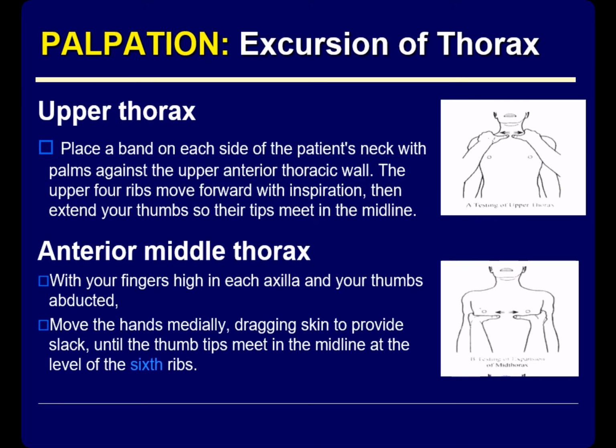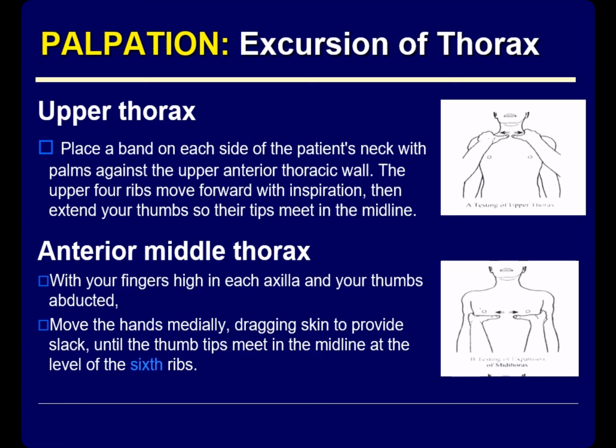Palpation is also important in the assessment of ventilation. One can sensitively assess the symmetry, synchrony, and volume of each breath. This is done by pressing the examiner's thumbs together at the midline and letting the palms move freely with the chest when the patient inspires deeply. For the upper thorax, the examiner places a hand on each side of the patient's neck with palms against the upper anterior thoracic wall. The upper forelimbs move forward with inspiration. Then extend the thumbs so the tips meet in the midline.